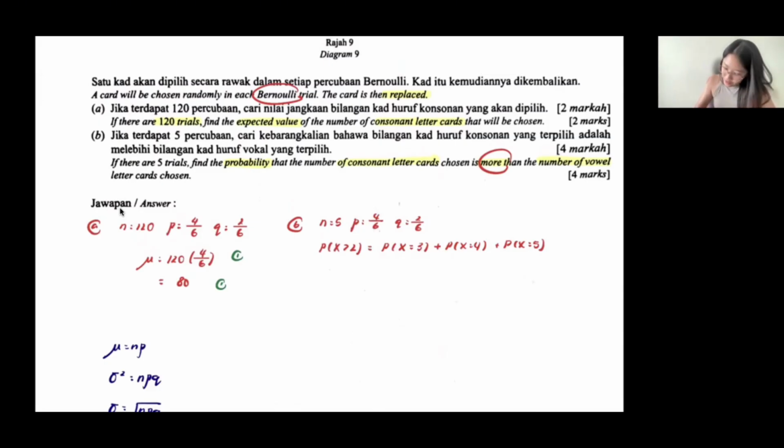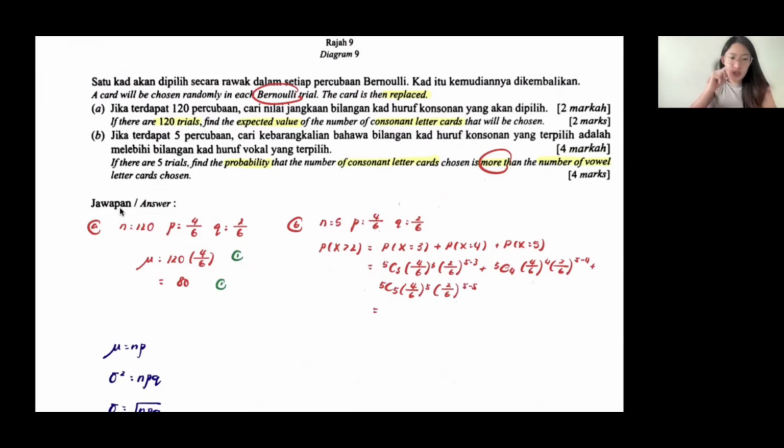All right, so 5C3. Your formula 5C3, P power 3 and Q power 5 minus 3. Don't just write 2, write 5 minus 3. And then 5C4, 4 over 6 power 4, 2 over 6 power 5 minus 4. Then the last one, 5C5, 4 over 6 power 5 and 2 over 6 power 5 minus 5.